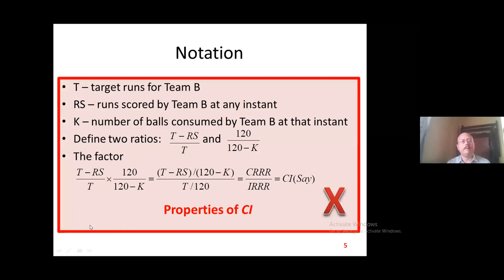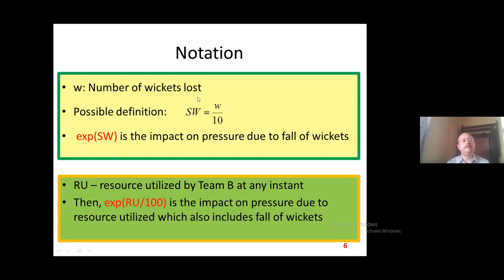Let me just go back one slide. One part of it is the required run rate compared to the initial one, and the other part is the number of wickets that I have already lost. Now, the way we try to combine these things is to bring them together into a resource utilization metric. So RU is my resource utilized by team B at any instant. Resources in terms of numbers, in terms of balls, etc. If I define a resource utilized metric as RU, then an increasing function of that could work well to indicate the impact on pressure due to whatever resources I have already utilized, for instance, how many wickets I have already lost.